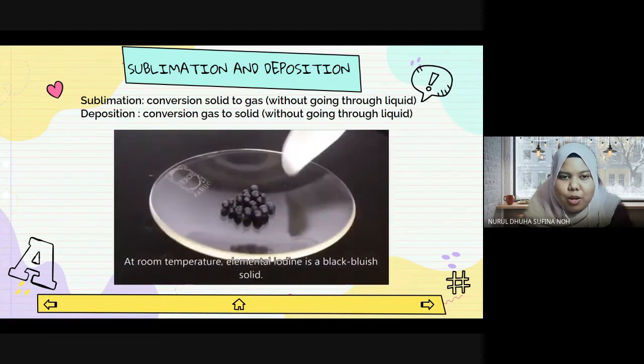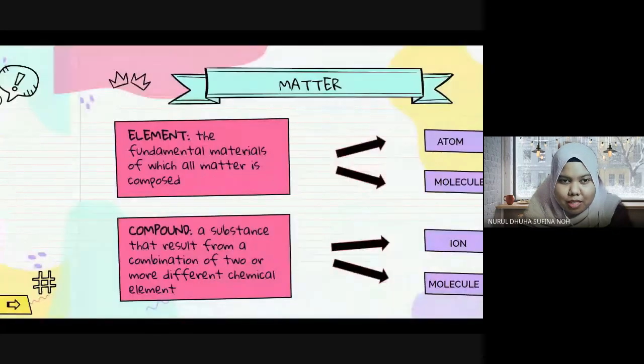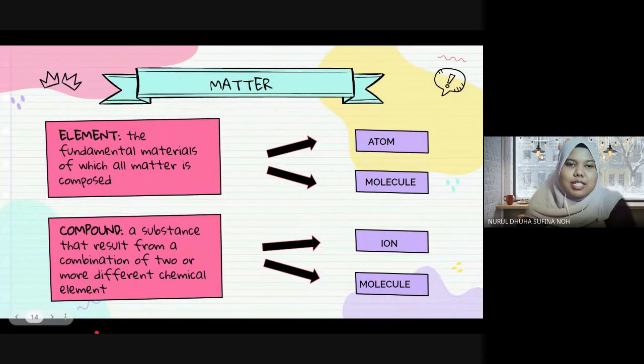Next, we will proceed to this slide. Okay, matter also exists in the form of element and compound. Element is the fundamental material of which all matter is composed. It can be divided into atom and molecule, while compound is a substance that results from a combination of two or more different chemical elements, and it is divided into ion and molecule.